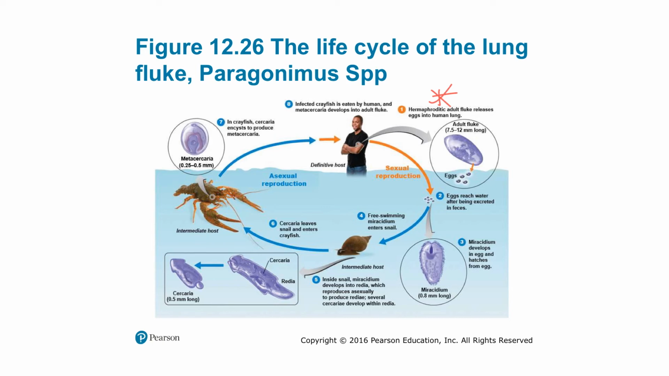And so several cercariae develop within the rediae, and the cercaria leaves the snail and enters the crayfish, and then the humans go and start to eat the crayfish after those cysts have formed to produce the metacercaria. And so the infected crayfish is then eaten by the human, and it develops into the adult fluke.